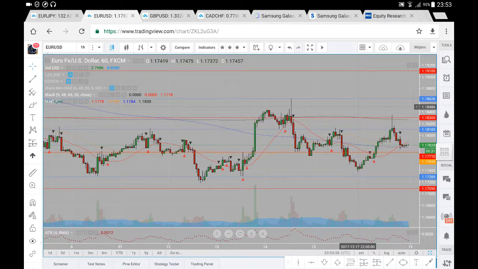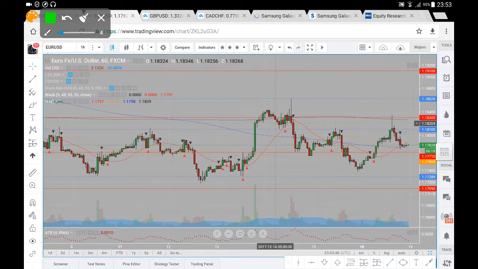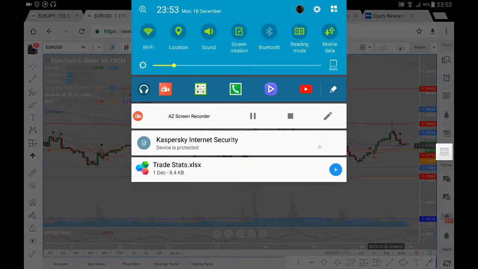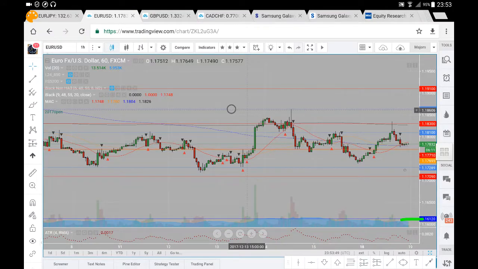If we're not able to hold 1728, the very next levels that we are looking at are 1710. Beyond 1710, we're looking around at 1680, 1670. And if we do break down from there, we are looking for prices to head down towards that 1612. If we do break down even further, beyond those 1670s, 1680s, we're looking for prices to head down towards that 1612.